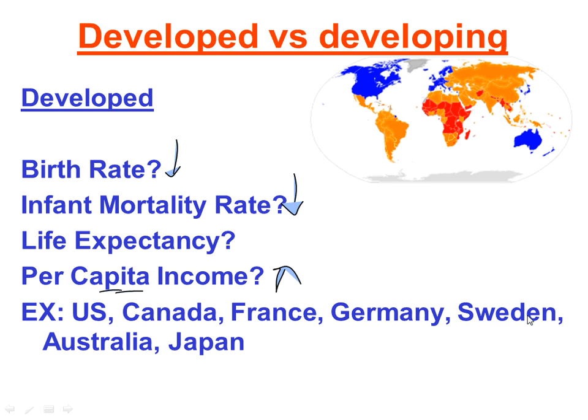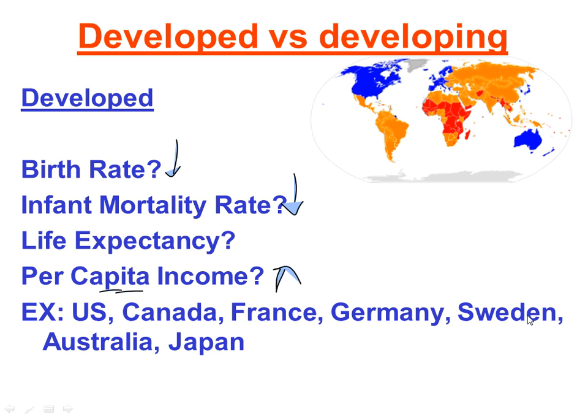We're looking at the United States. You'll see a statistic on one of these slides coming up, but it's around $53,000 per person, so pretty high in the United States. Some concrete examples of highly developed countries: United States, Canada, France, Germany, Sweden, Australia, and Japan. All of these are considered highly developed.